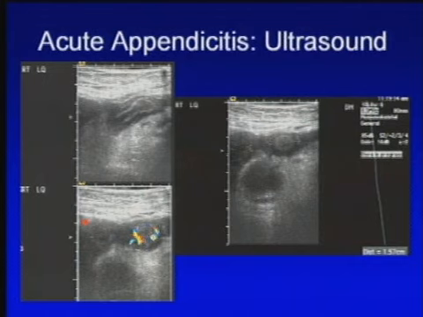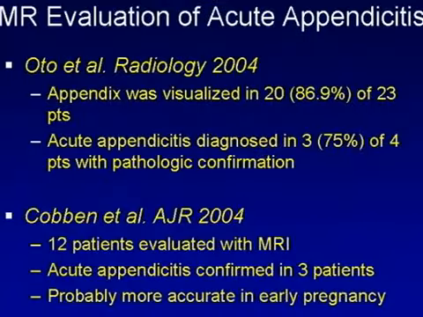If you use your high-resolution linear transducer, you are going to see, hopefully, a blind-ending, non-peristalsing structure, which is non-compressible. There may be hyperemia in the wall unless it's already gangrenous. It may be associated with a periappendiceal abscess, and you may also find a fecalith or appendicolith, which we did not see in this patient.